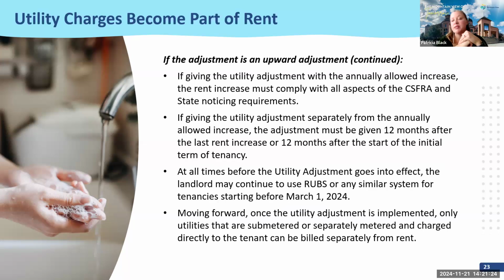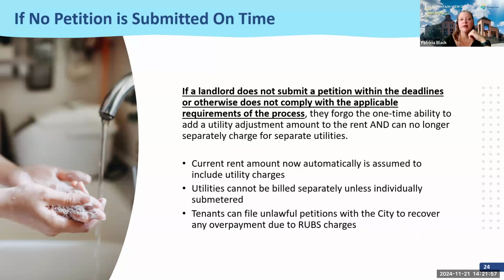If you're giving the utility adjustment separately from the annually allowed increase, the adjustment must be given 12 months after the last rent increase or 12 months after the start of the initial term of tenancy. And at all times before the utility adjustment goes into effect, the landlord may continue to use RUBS or any similar system for tenancy starting before March 1st. But then moving forward, once the utility adjustment is implemented, only utilities that are sub-metered or separately metered and charged directly to the tenants can be billed separately from rent. Again, like PG&E.